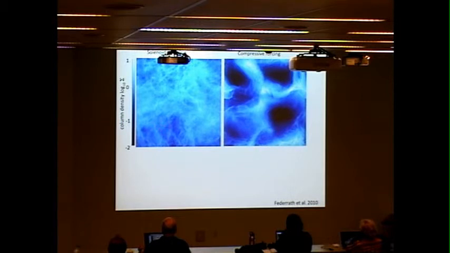Turbulence, but it actually depends on what turbulence is doing the driving. So here are simulations by Christoph Federrath and collaborators, where they simulate an individual cloud as a box, right? And they force the turbulence in that box. So they impose a velocity power spectrum of fluctuations on large scales.